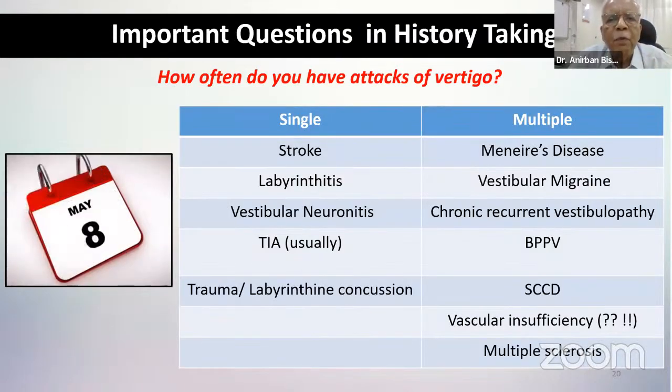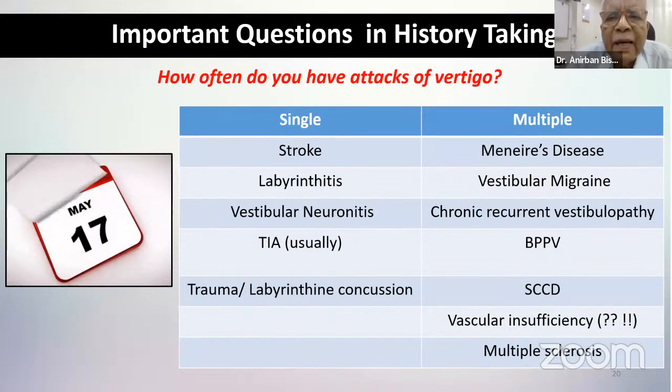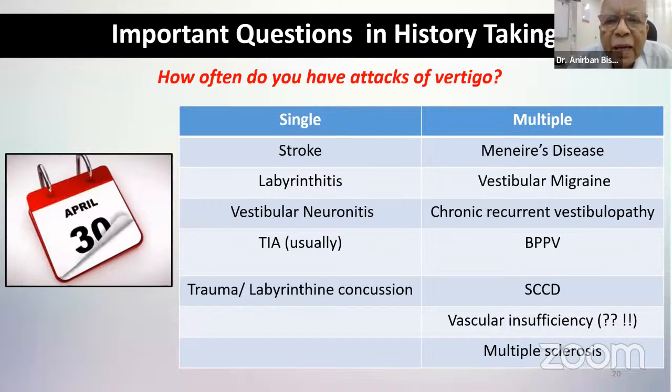Now, you have some important questions in history taking. First question to ask is, how often do you get the attacks of vertigo? A single attack or multiple attacks? A single attack can be stroke, labyrinthitis, vestibular neuritis, transient ischemic attack, or it can be a trauma or a labyrinthine concussion. In that, there will be one attack. The patient will not give a history of previous attacks.